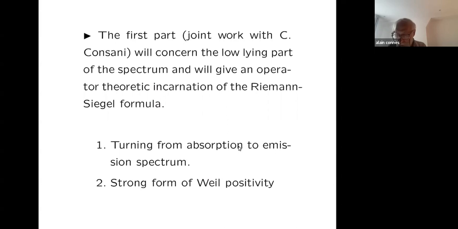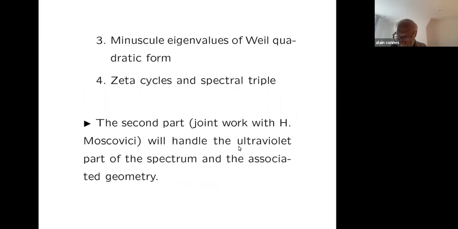I want to recall the main steps that we followed. The first step is the turning from an absorption spectrum to an emission spectrum. Then a strong form of Weil positivity. Then the discovery of the minuscule eigenvalues of the Weil quadratic form. And finally, the zeta cycles and spectral triples.